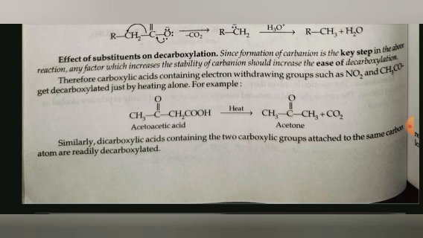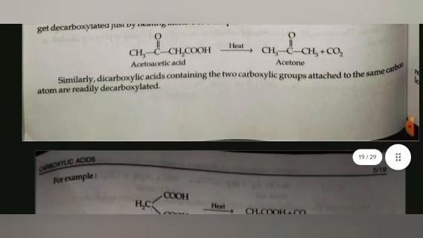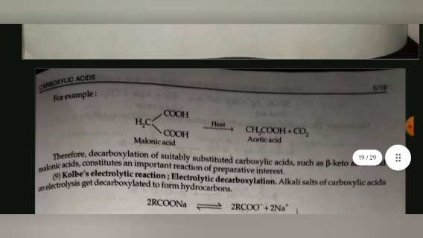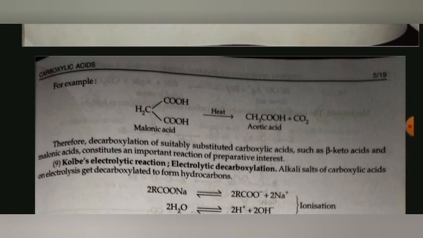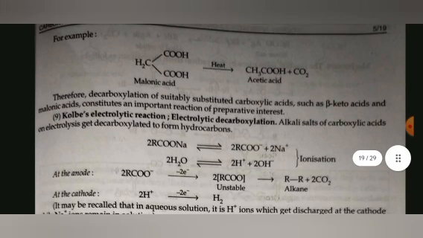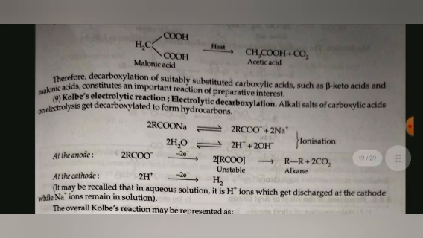Similarly, dicarboxylic acids containing the two carboxylic groups attached to the same carbon atom are readily decarboxylated. For example, malonic acid in the presence of heat gives rise to acetic acid plus CO2. Therefore, decarboxylation of suitably substituted carboxylic acids such as beta-keto acid and malonic acid constitutes an important reaction of preparative interest. Ninth is Kolbe's electrolytic reaction.